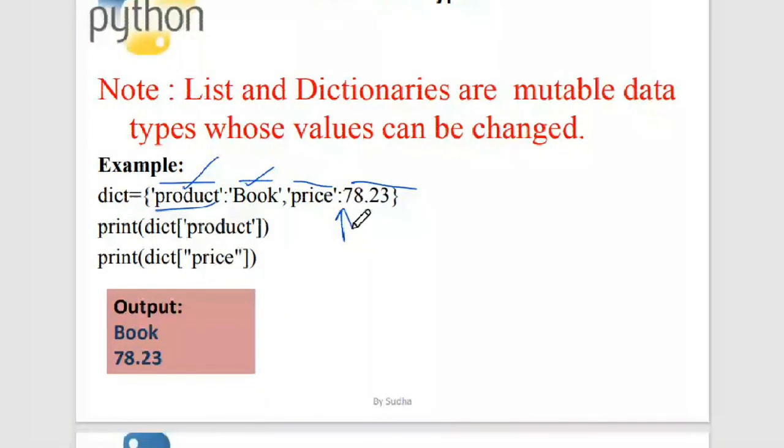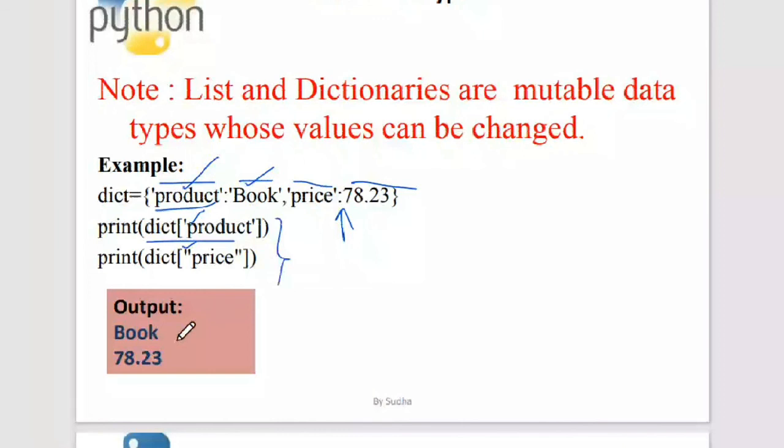And if I just want the value at the key product, I'll just give dict and the name of the dictionary, and then I'm putting it. I can give it in single quotes or double quotes. Anything is valid syntax. So I just wanted to show you that. And then it is giving book over here, and it is giving 78.23.